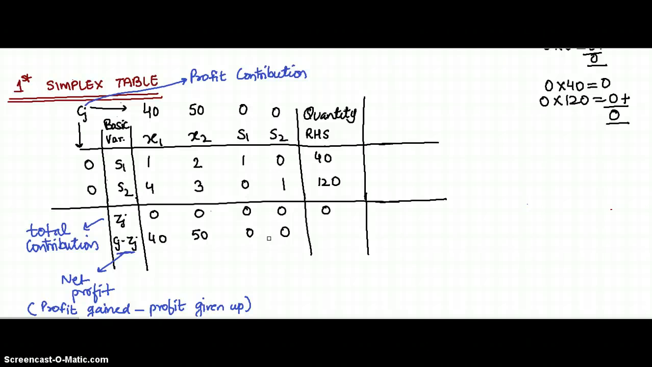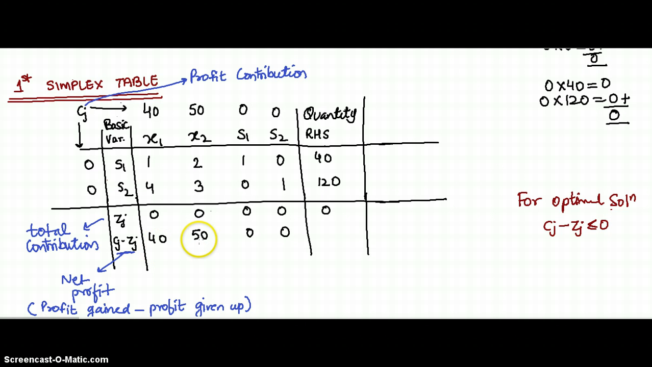So, for an optimal solution, whether it is maximum or minimum, we should have all Cj minus Zj less than or equal to 0. But this is not the case in our solution. Here we can see that we have two values, 40 and 50, which are more than 0.